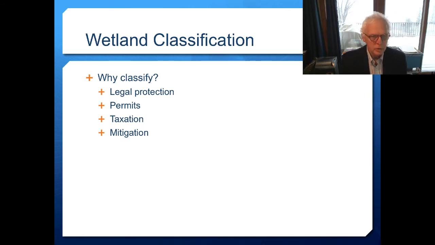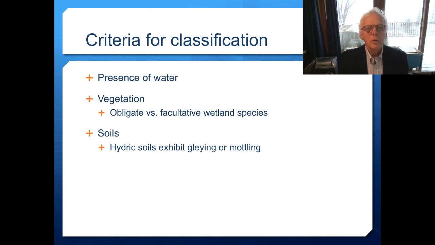It also can be kind of mysterious, but some of the schemes are pretty straightforward. So the criteria used for classification in general would be obviously the presence of water, but then also the vegetation that's there. And some of the vegetation that you will find in a particular kind of wetland can exist in a lot of places. But there is some vegetation that absolutely requires a wetland environment in order to exist. So they're obliged to exist in a wetland, or are facultative wetland species.